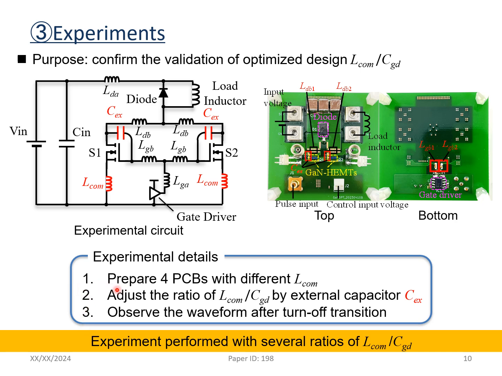First, we prepare 4 PCBs which have different LCOM values, and adjust the ratio of LCOM and CZD by inserting external capacitors in parallel to both GaN-HEMTs at the dead terminals and drain terminals. Next, we observe the waveform after the turn-off transition, and we confirm whether the parallel oscillation occurs or not. So we did the experiments with several ratios of LCOM and CZD.